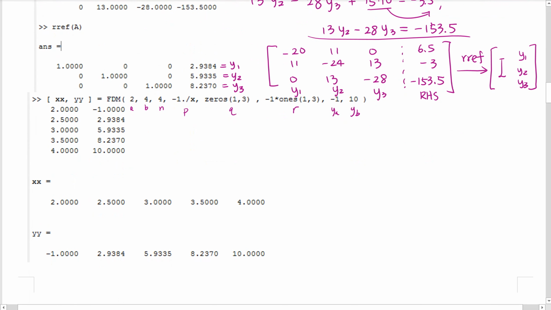Okay, so today we talked about the finite difference method, and we did 2 examples.